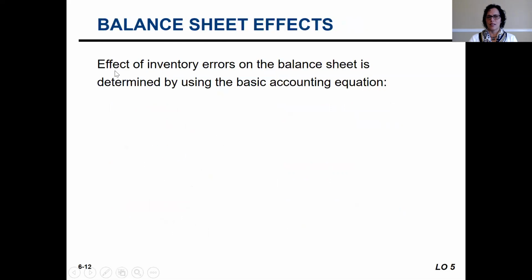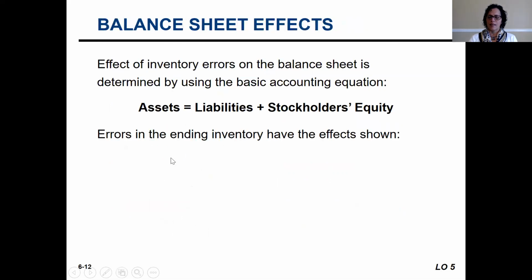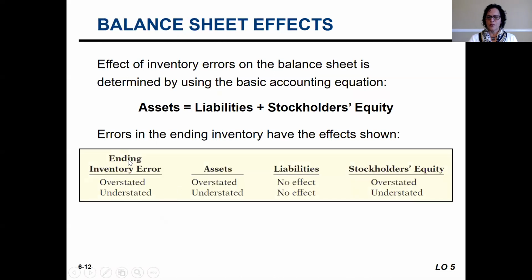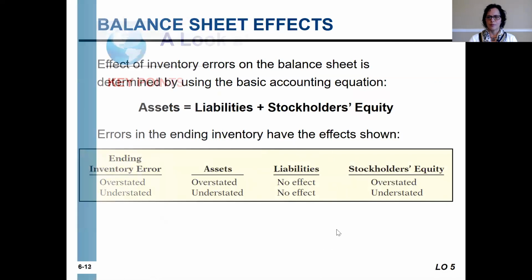So let's see what happens in the balance sheet. The effect of inventory errors in the balance sheet is based on the accounting equation. And obviously, we remember our accounting equation to be assets equals liabilities plus owner's equity. So errors in the ending inventory have the effects that we'll explain now. Remember, your ending inventory could be under or overstated. If your ending inventory is overstated, assets are overstated, obviously, and your owner's equity will be overstated. If it's understated, assets are understated and owner's equity is understated. We're assuming there's no effect on liability over here.